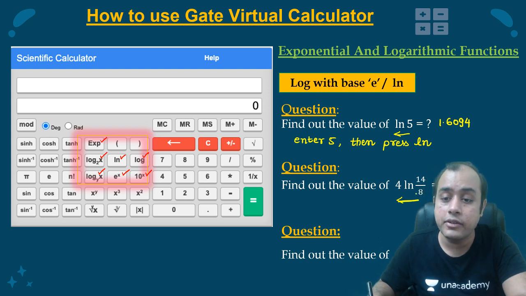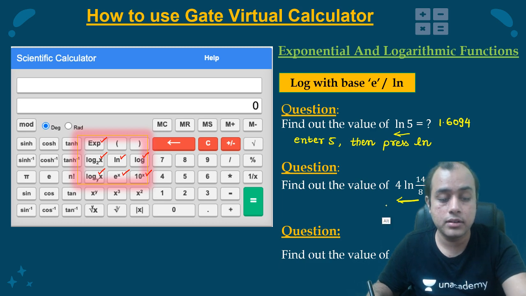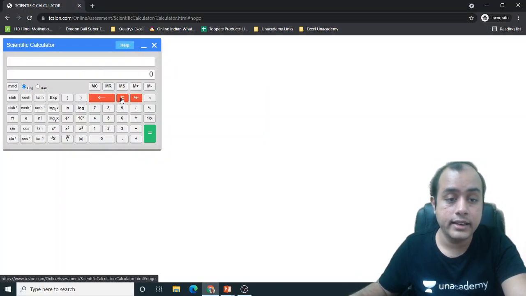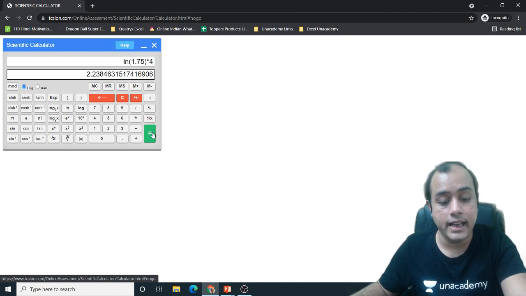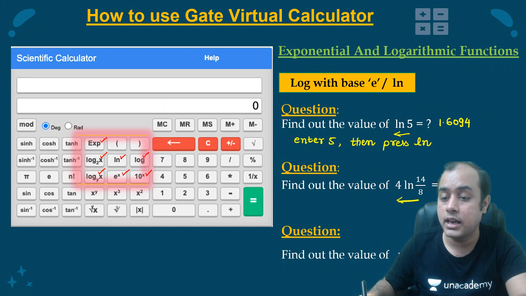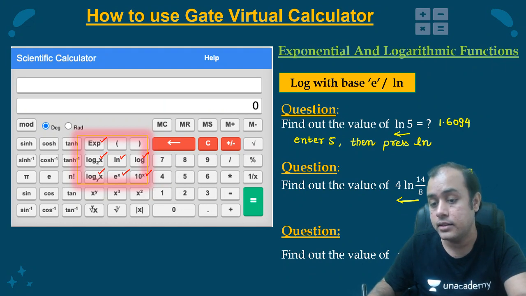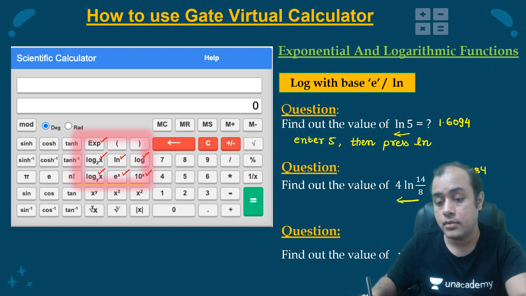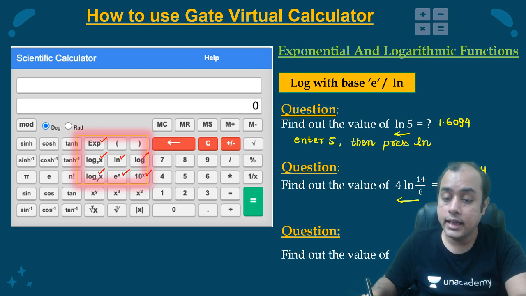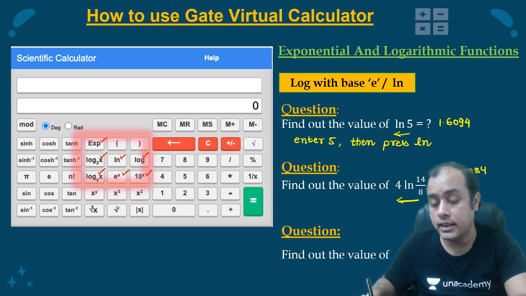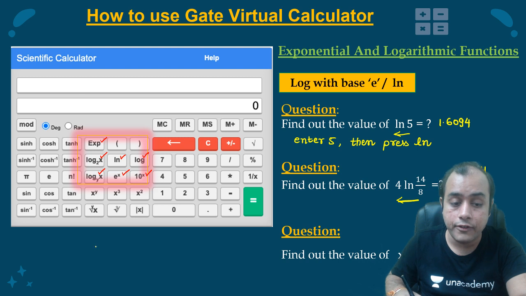What about this? Again, my dear, you will go from right to left. That is, first you evaluate 14 by 8, then log, then multiply it by 4. So I'll clear it. 14 by 8, then I'll press log, then I will multiply it by 4. It is coming out to be 2.2384.